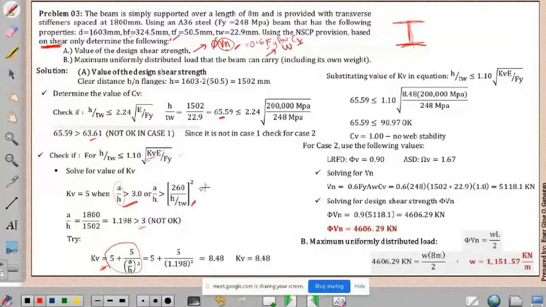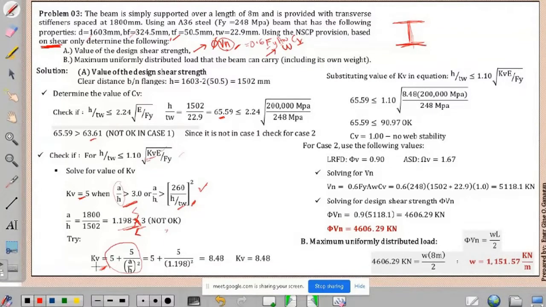So if our condition is satisfied, meaning A over H is greater than 3 or greater than this, our KV is 5. Okay? But if it does not satisfy the condition, we go to this equation. Kindly check this: 1.198 is not greater than 3, it is less than 3. 3 is bigger than 1.198. Please check this in your module. 1.198 is less than 3, so our equation is not okay.